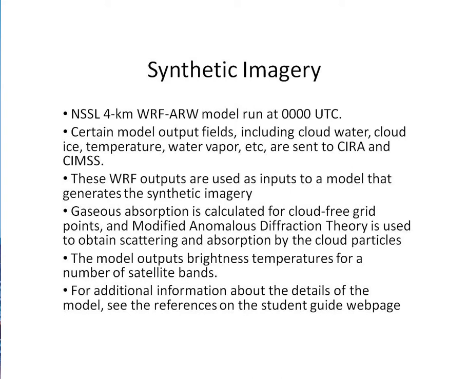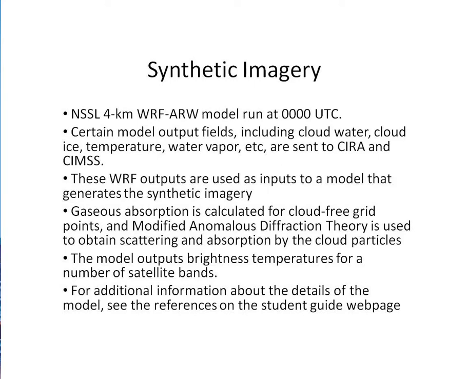Synthetic imagery is model output that is displayed as though it is satellite imagery. Analyzing synthetic imagery has an advantage over model output fields, such as relative humidity, in that the feature of interest appears similar to the way it would appear in satellite imagery. There are multiple sources of synthetic imagery available on the web. For example, the CRAS model at the University of Wisconsin has been available for some time. The primary focus of this training session is the NSSL 4-Kilometer WRF ARW model.